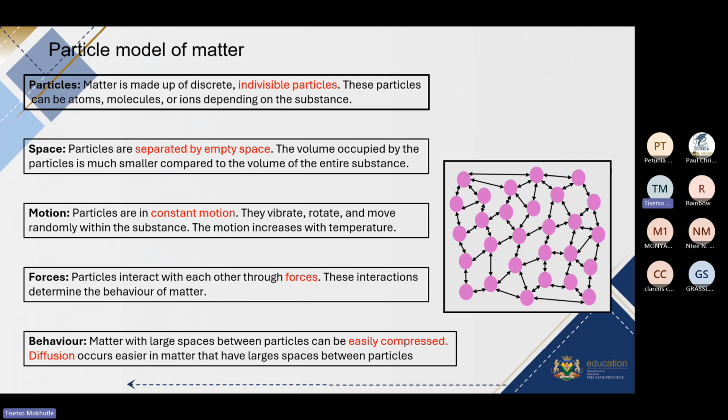Number 2, these particles, as you will see with the arrows in between here, the arrows are indicating that there are spaces between the particles. The particles are indicated by round-shaped objects which are purple in color. So the arrows are indicating the spaces between those particles. So this is the second aspect about the model of matter. It says particles are separated by empty spaces.